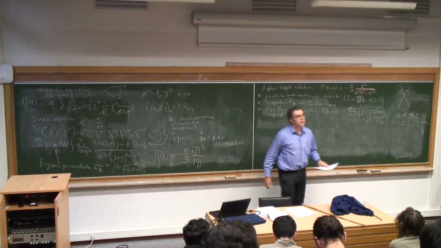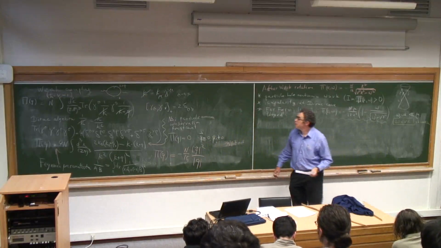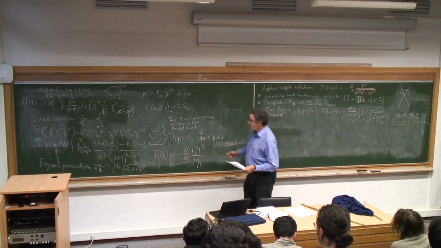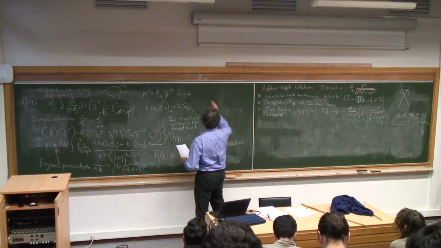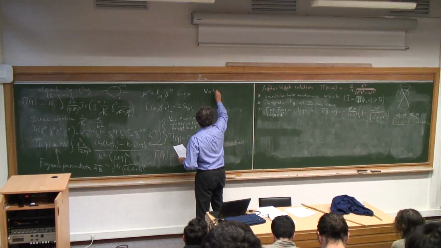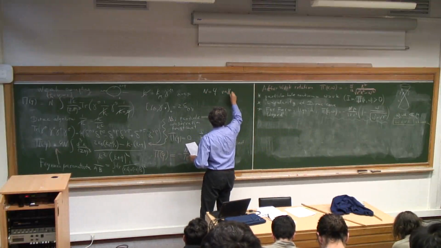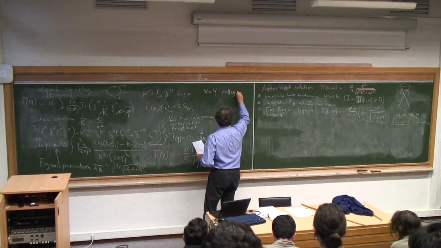What's the n in front of the integral? Oh, n. Sorry. So n is my number of species. So that's valley plus spin.